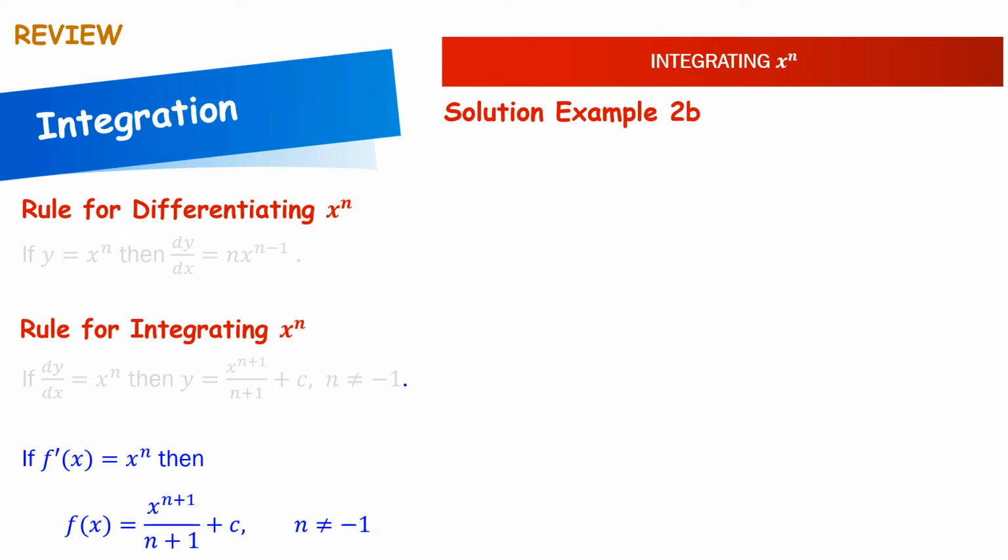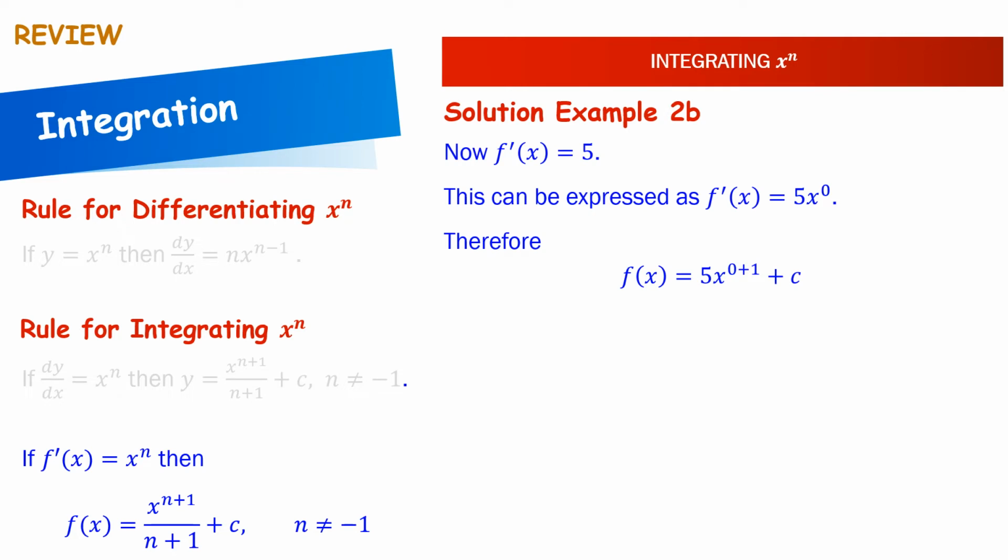Now let's have a go at example 2b. F dash of x equals 5, and another way of expressing this is 5x to the power 0. So n equals 0, and therefore f of x equals 5 times x to the power 0 plus 1 plus c.